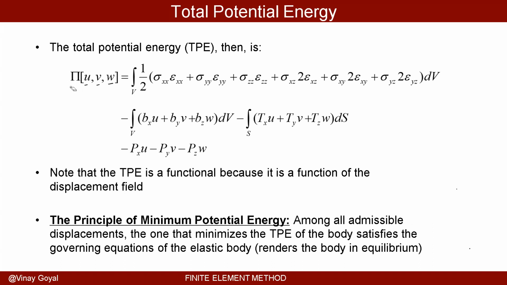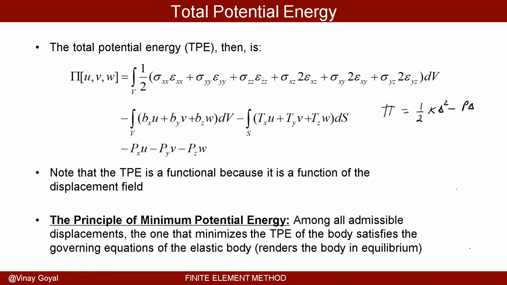I know it's a very abstract concept, but it's not very different from what I showed you for the spring element. If you recall, pi for the spring element was 1/2 k delta squared minus P times delta, where k was a spring constant and P was a load applied. Recall that in that example, that's what I had.